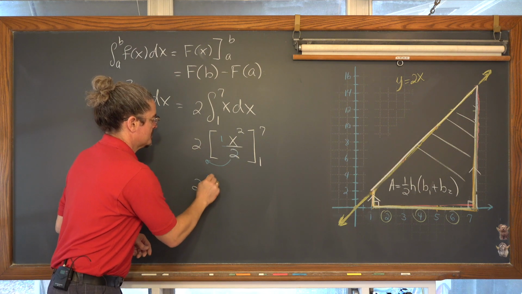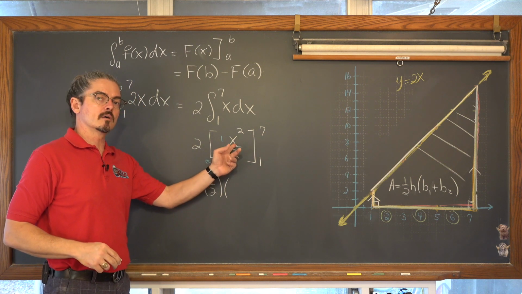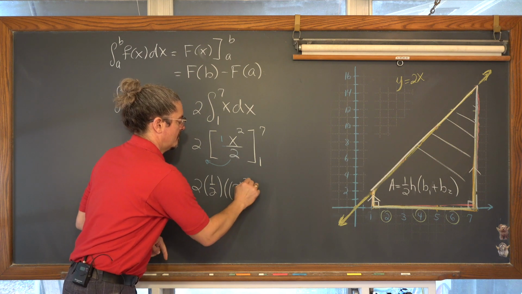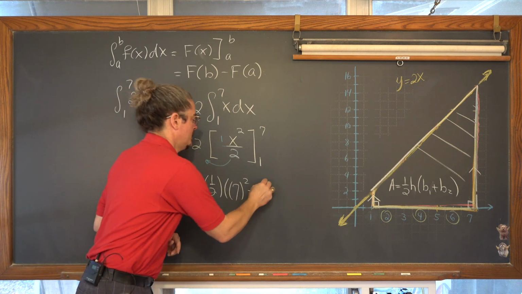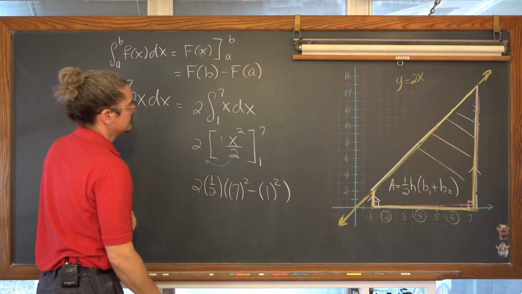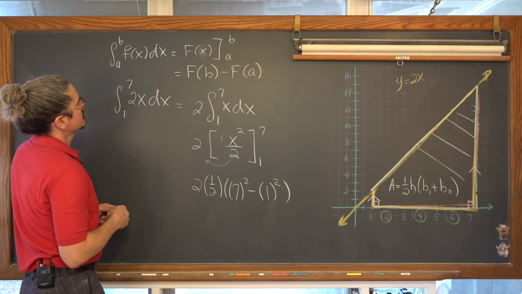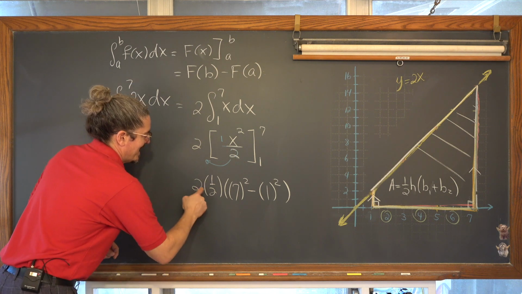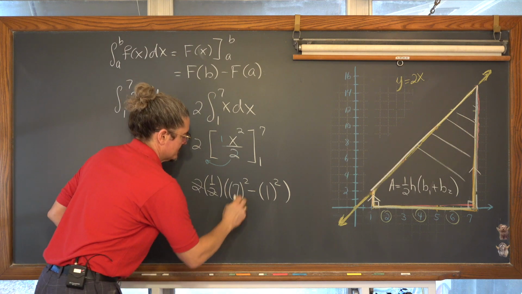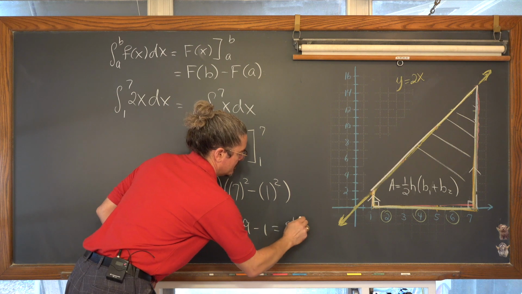So we have 2 times 1/2 times, now we're going to plug 7 into our antiderivative, or plug 7 into x squared, minus, then plug in the lower limit of 1 into x squared, the x squared that we got from integrating 2x. Half of 2 is 1, so these are going to cancel out. That's why I'm pausing on that x squared part. We have 7 squared is 49, and 1 squared is 1, and 49 minus 1 is, again, 48.